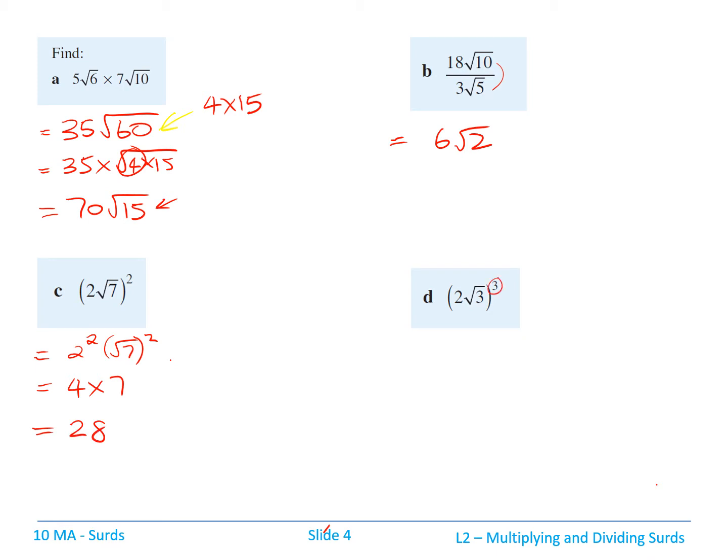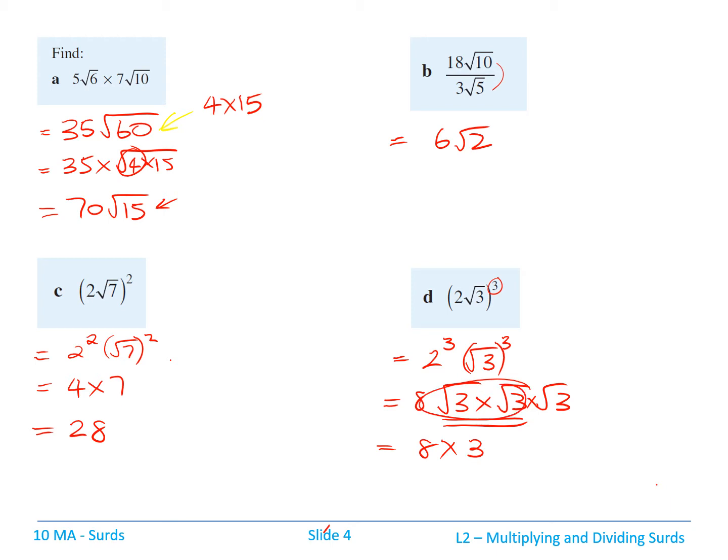Same here, I've got a cube now instead of a square. So I've got 2 cubed and then root 3 cubed. Now in this case here, 2 cubed we know is 8. We know that root 3 cubed is root 3 times root 3 times root 3. We know that root 3 times root 3 is just 3, so I get 8 times 3. That's those two together. And then I'm left with a root 3 at the end. This also ends up being 8 times 3, which is 24 root 3.